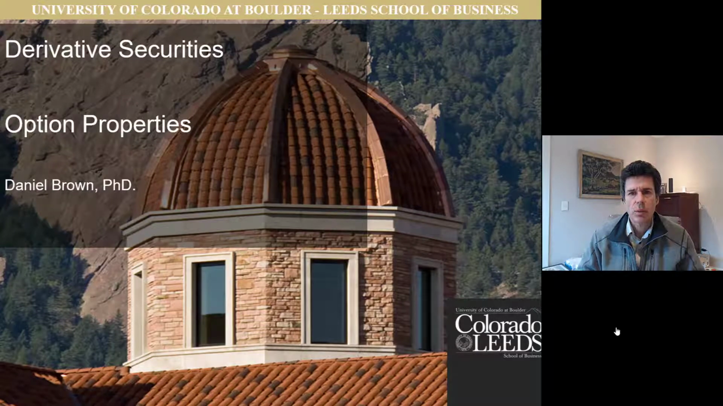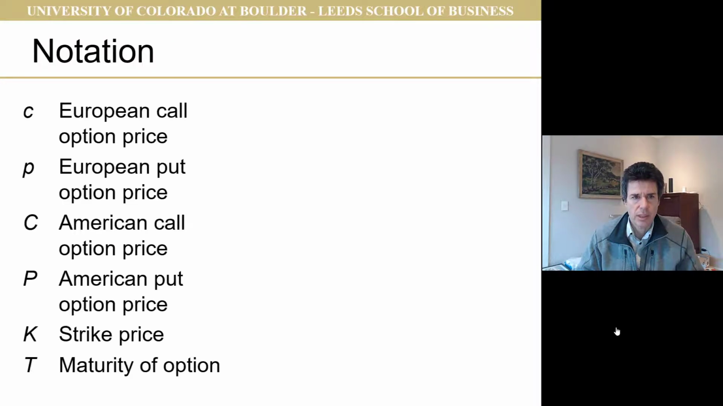In this video, we are going to discuss various properties of options. We're going to see what happens if things change, whether the option values go up or down. So first, some notation. Small c is going to stand for European call option price. Small p is a European put option price. Capital C, American call. Capital P, American put.